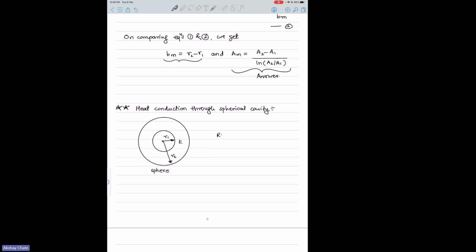In this case, your R thermal becomes, I think, (R2 minus R1) divided by 4 pi K R1 R2. So basically your Q is delta T by R thermal. I am hoping you know how this derivation comes. If you don't, basically this is a 1D heat transfer problem, right?